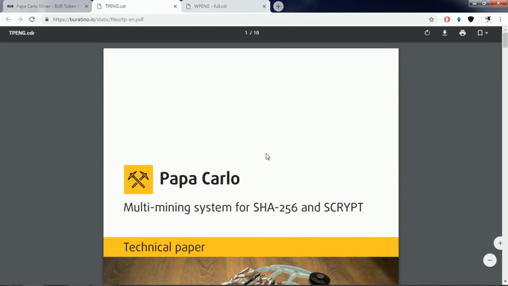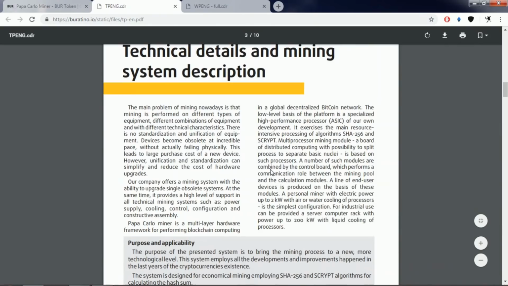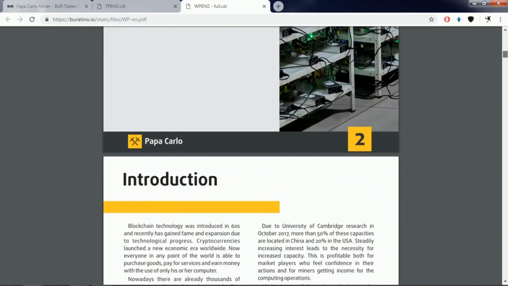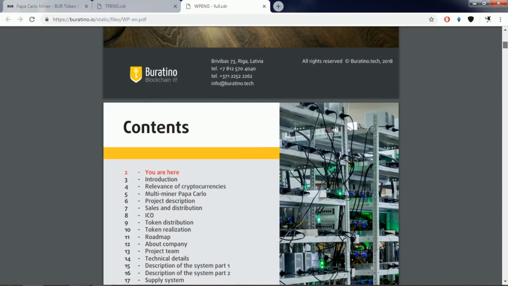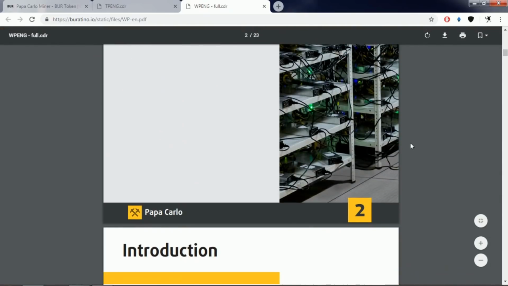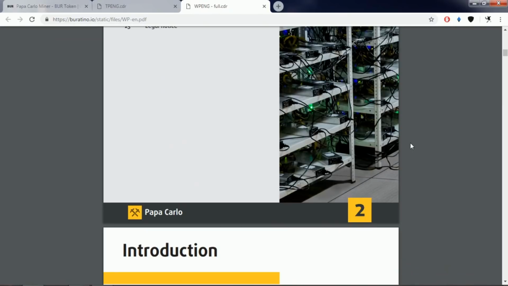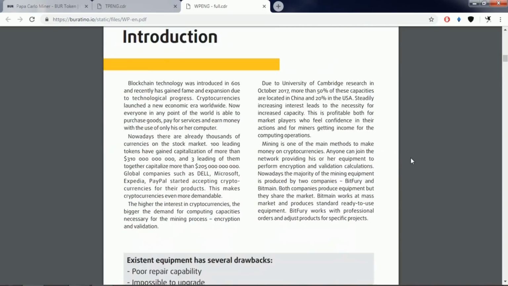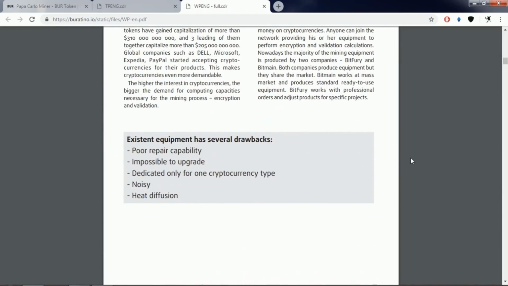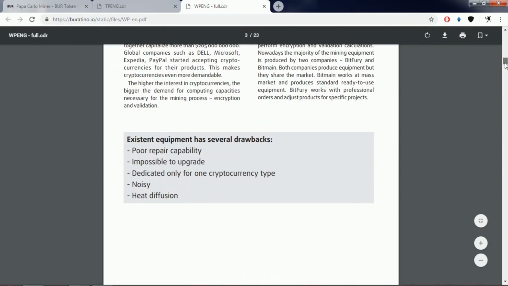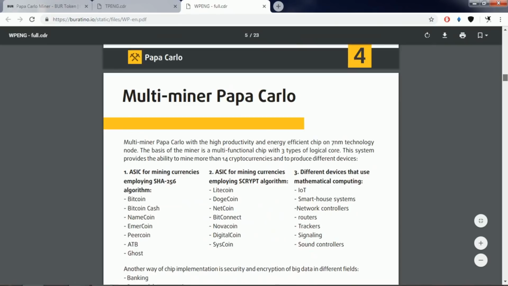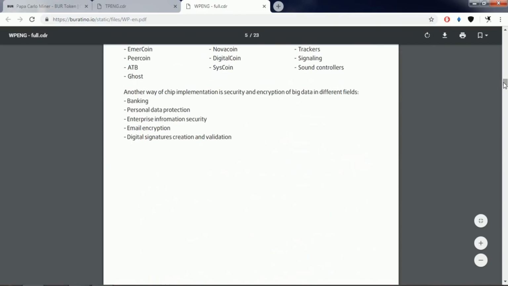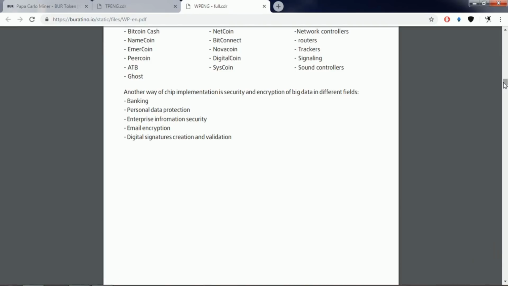This Papa Carlo multi-miner will cost a buyer about 1700 Buratino tokens, and they will also receive other kinds of fiat currency or cryptocurrency for purchasing their cheap multi-miner devices. You can see here their token distribution and what they are going to do with the raised funds. Here you can find out the roadmap.